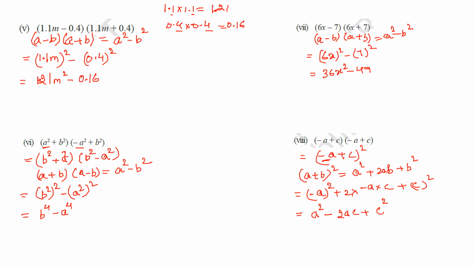Okay, now this question you can do in another way also. You can write the eighth question as c minus a, c minus a, because we know that addition is commutative, and then it will become c minus a whole square. So you can use the identity a minus b whole square and solve it. You are going to get the same answer. So you can try the other way. I am not solving it. You can try by yourself.